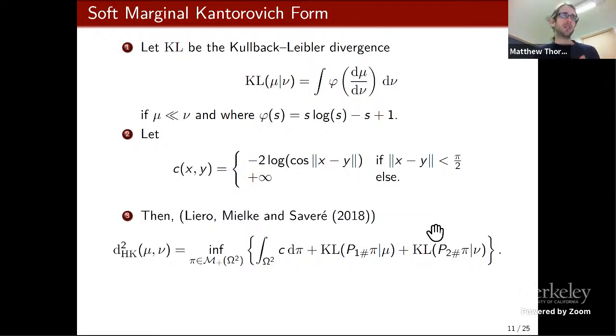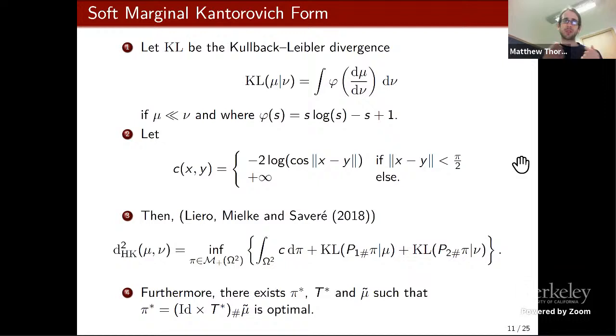One can show that this Benamou-Brenier formulation is equivalent to this soft marginal Kantorovich problem. In the Wasserstein distance, one would normally just have the integral over the cost function, where the cost function would be the quadratic norm, and then instead of penalizing, one would constrain the marginals to be exactly mu and exactly nu. Here, P1 push forward pi is the first marginal and P2 push forward pi is the second marginal. Now we're saying that the marginals don't have to agree exactly, they just have to be approximately close to mu and nu, where this approximation is measured in terms of the Kullback-Leibler divergence. The minimization here is over all positive measures, not necessarily probability measures. Likewise, there's no assumption that mu and nu are probability measures either. They can be any positive measures.